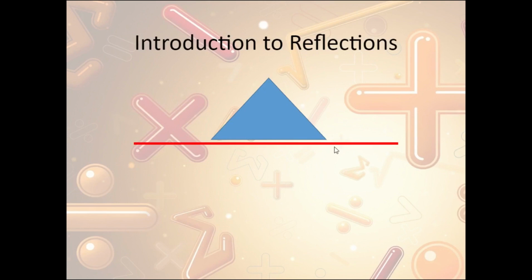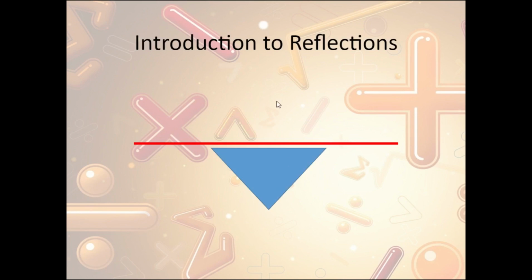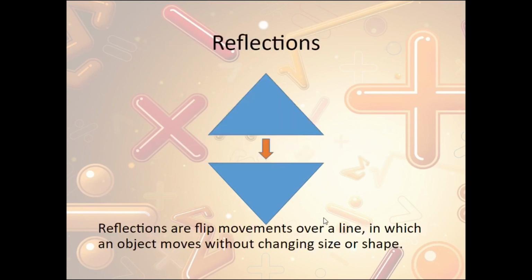So, introduction to reflections. Reflections over a line, we start with, for instance, a triangle here. If we flip it over, it becomes like this. So if we flip it over that line, it becomes this way. So it can be up and down, or it could be side to side. So it could flip and go over here as well.